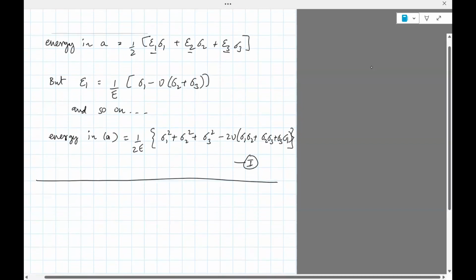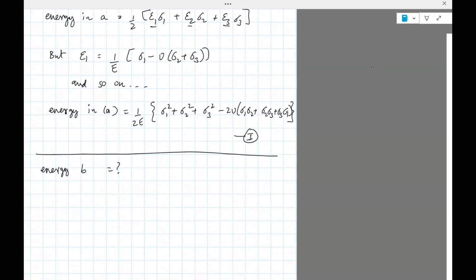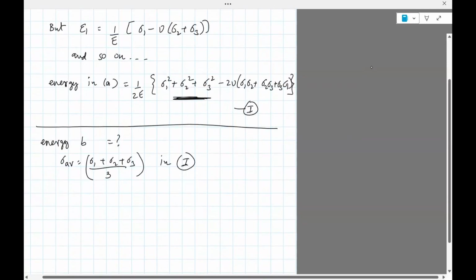Okay, the second part, the energy due to the hydrostatic part. So we need to compute this. Well, it turns out that we simply substitute sigma average, which is sigma 1 plus sigma 2 plus sigma 3 divided by 3, in expression 1. That's all we need to do. We already computed a simplified formula for the energy as a function of stress. So we just use that.